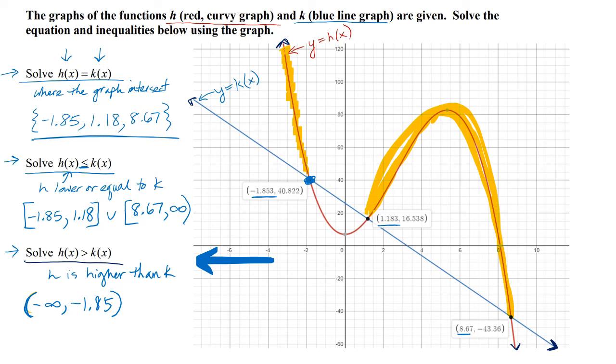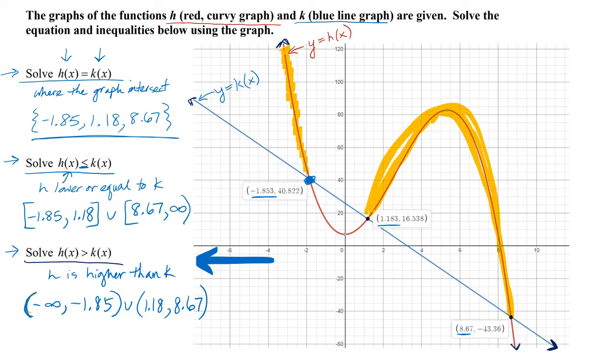So once again, using an interval of numbers, we're going to union this from 1.18 to 8.67. Once again, I'm using parentheses because there's no equals on this statement. We're just looking at h of x is greater than k of x.